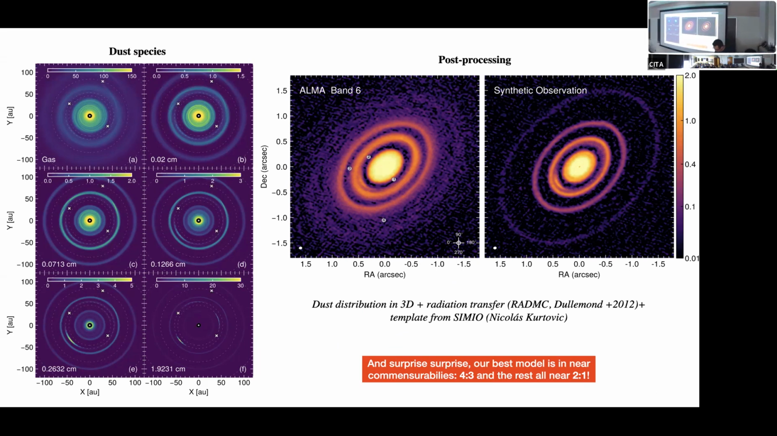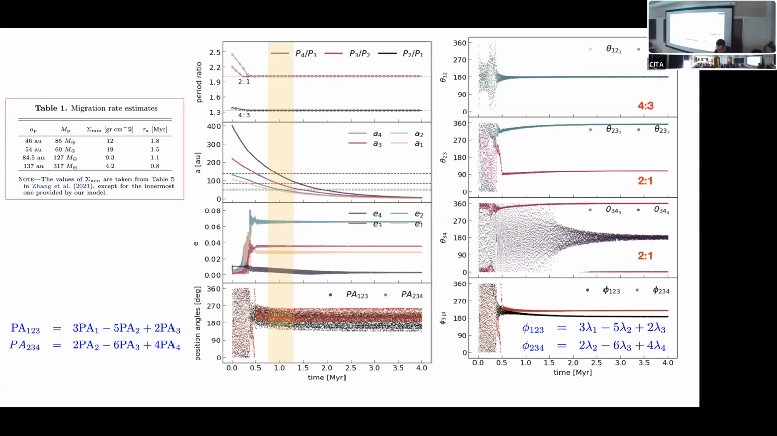And also from our simulation, they're all roughly near 2 to 1. The inner pair is very close to 4 to 3. So we asked the last question in this paper, which is, may migration actually have been shaping the orbits of these planets? So could you actually capture the planets into these resonances, and whether you can actually learn something about it?